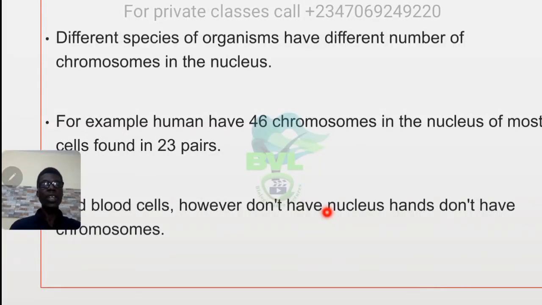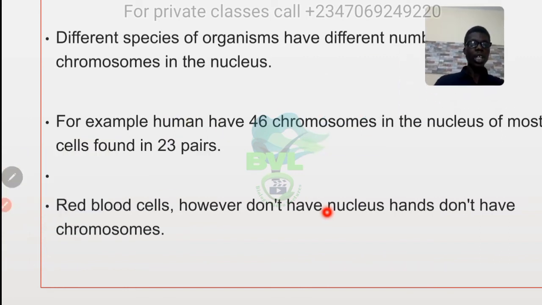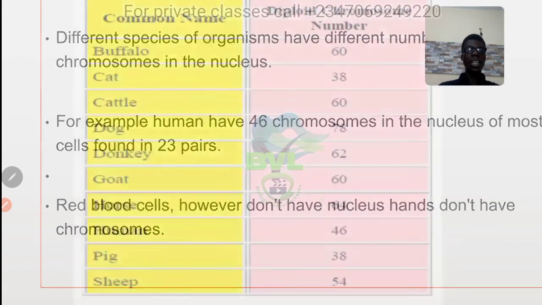So it says different species of organisms have different numbers of chromosomes in the nucleus. For example, humans have 46 chromosomes in the nucleus of most cells, found in 23 pairs. Now, the red blood cells, however, don't have a nucleus. Yes, they've lost their nucleus while developing. That's one cell in our body that doesn't have a nucleus. Of course, if there's no nucleus, there are no chromosomes and none of those things.